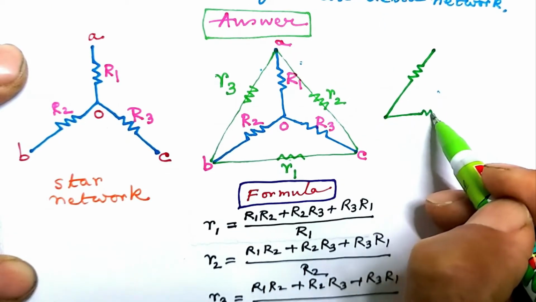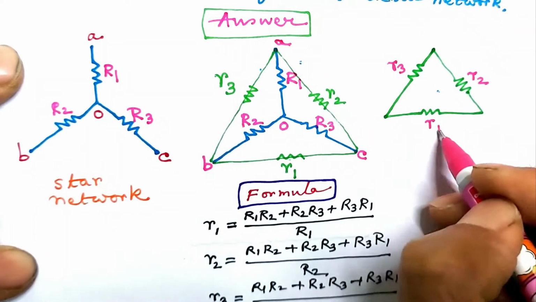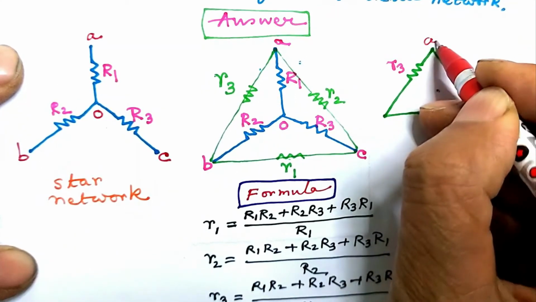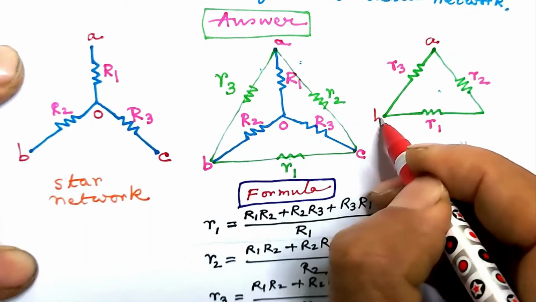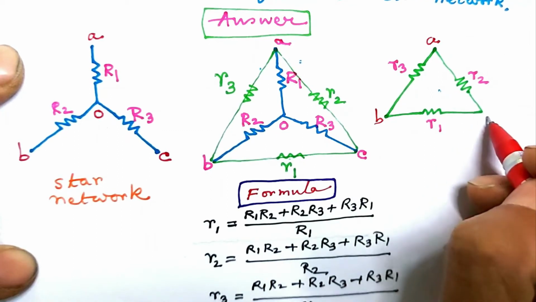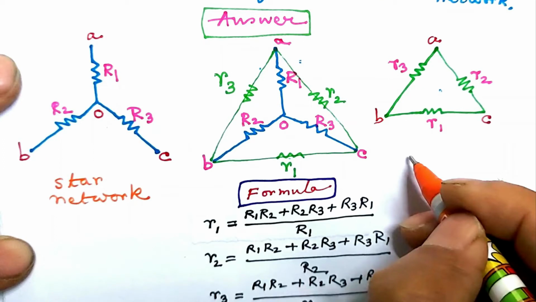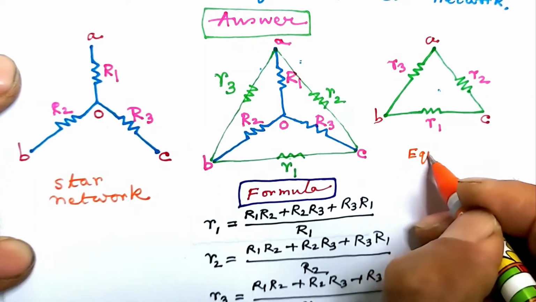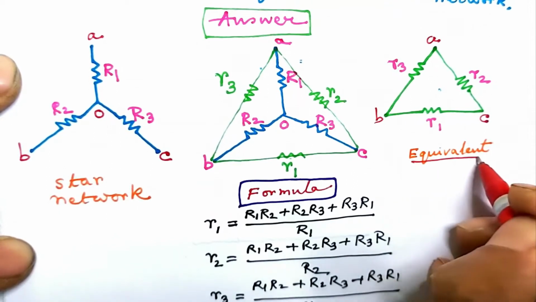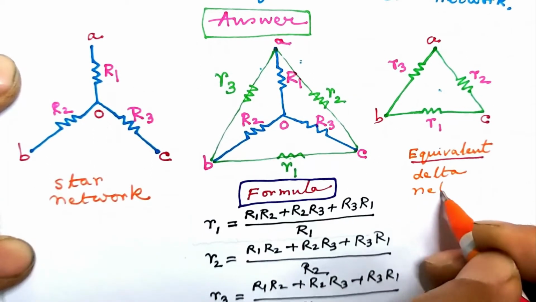Let us draw the delta network we have derived. Between points A and B, the resistance is small r3, and between points A and C, the resistance is small r2, while between points B and C, resistance is r1. This is the equivalent delta network, equivalent to the star network.